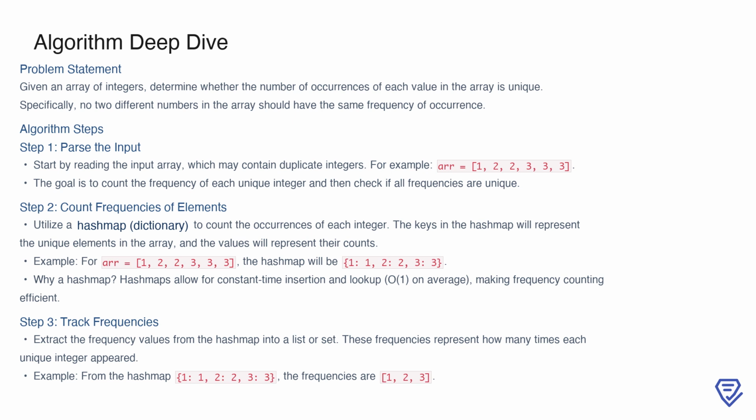A hash map is particularly efficient here as it allows us to update counts and look up values in constant time on average. Once we have the frequency counts, we extract these values into a list or set. For example, the hash map 1:1, 2:2, 3:3 results in the frequencies 1, 2, 3, which will help us determine if every frequency is unique.